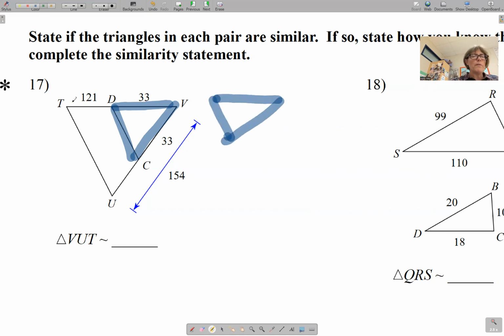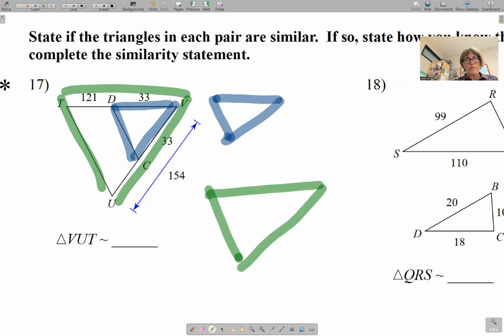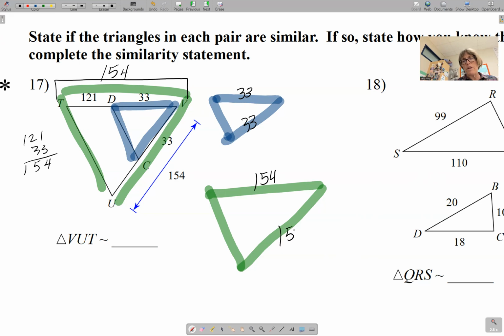So there's the blue and green. So the blue, this is 33. This is 33. When I add this up, 33 plus 121, 154. Look at that, 154. Okay, let's see what these have in common.